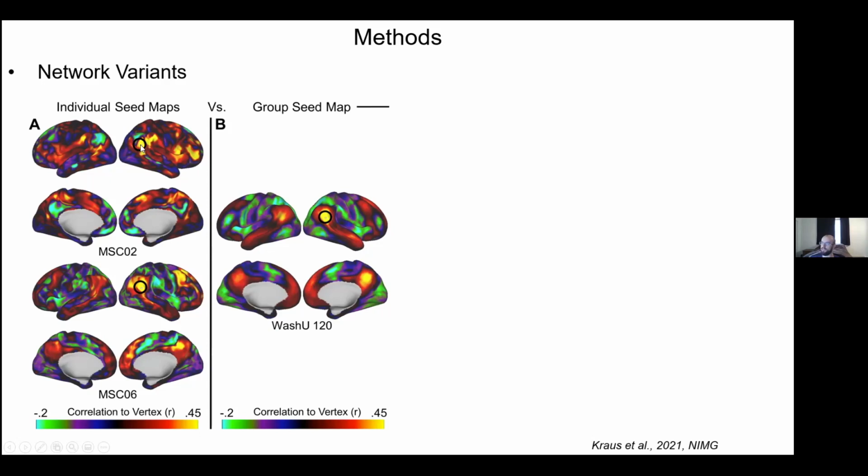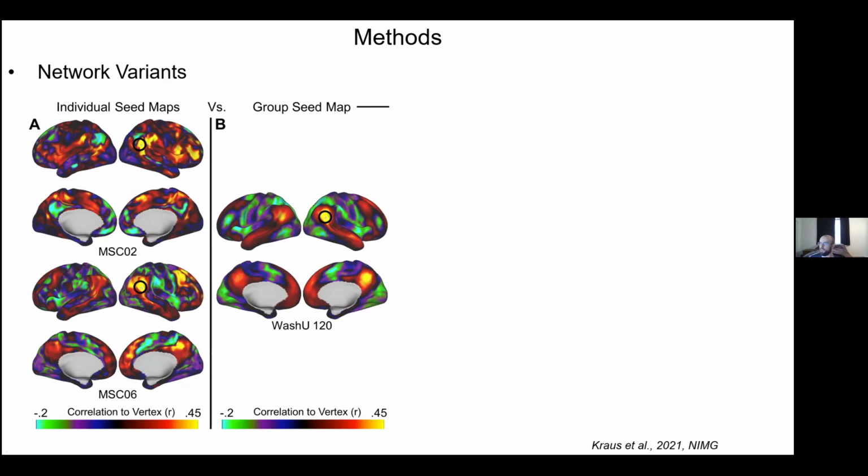However, when we go up to MSC02, I have the same exact seed region. But what you'll see here is that the connectivity pattern looks very different. We have negative correlations in the precuneus and medial prefrontal cortex, which is sort of the opposite of what you'd expect. So it looks like there's a pretty significant difference in functional connectivity between this particular area in MSC02 and what you typically expect in the group.